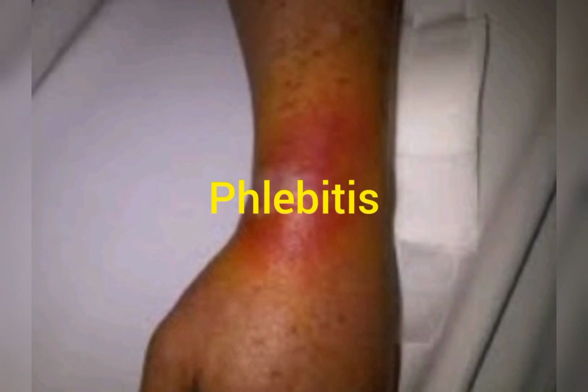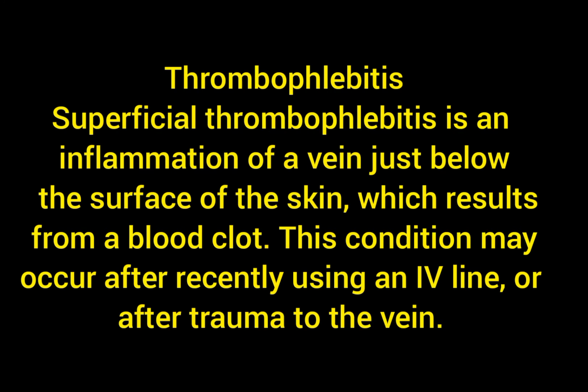Namaste. Today's topic is phlebitis, thrombophlebitis. What is thrombophlebitis? Superficial thrombophlebitis is an inflammation of the vein just below the surface of the skin, which results from a blood clot. This condition may occur after recently using an IV line or after trauma to the vein.